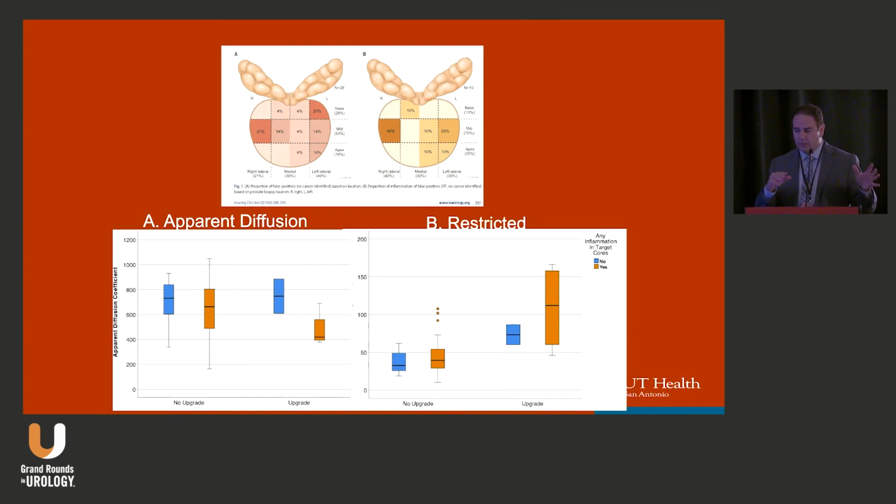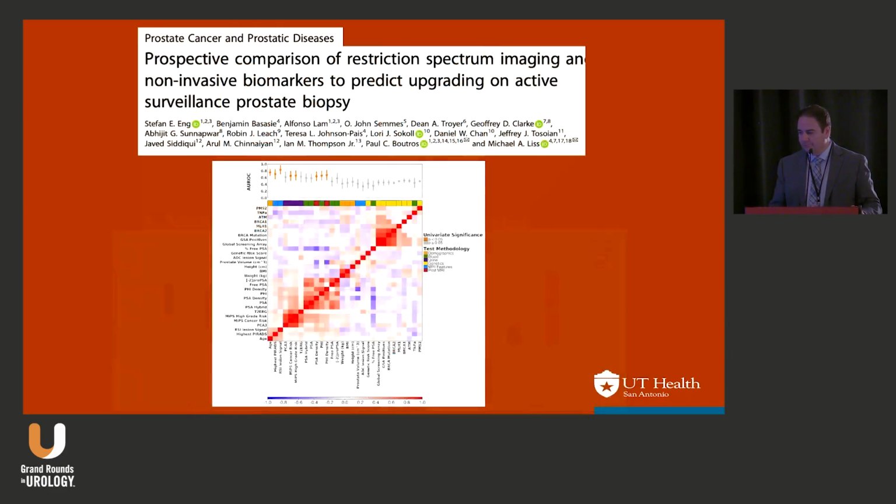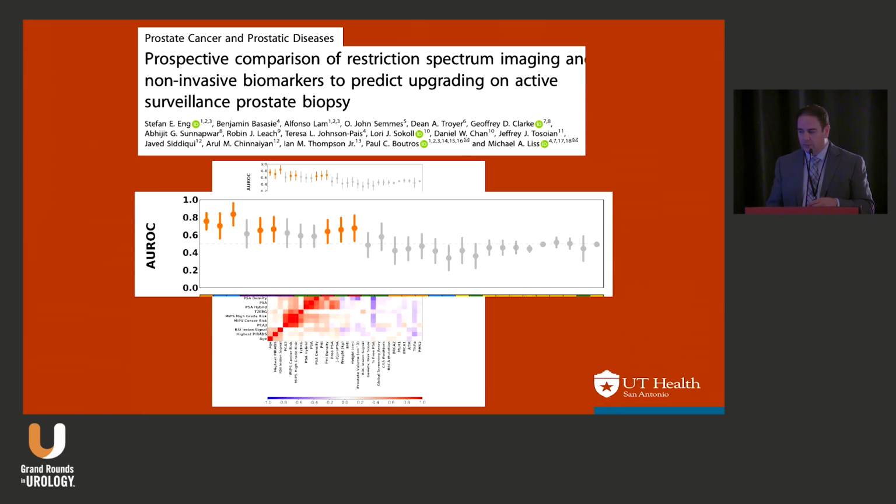ADCs are on the left. The orange bars are the inflammatory lesions, and the blue are normal. Between upgrading and no upgrading, there's really not much of a difference. The only thing that showed is if you had high-grade tumor with inflammation, you got a lower ADC score, whereas the RSI was really low when we saw no upgrading, and both of them were high when we saw upgrading. We've tested this against multiple other biomarkers, and RSI does seem to perform really well, with the highest AUC being this one right here at 0.9.